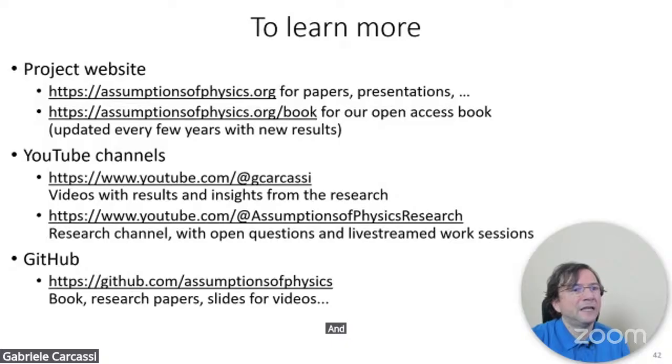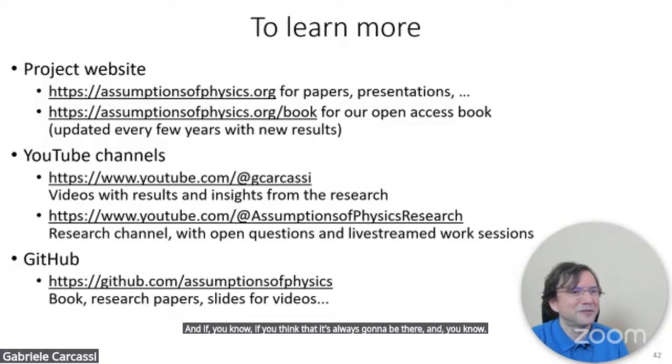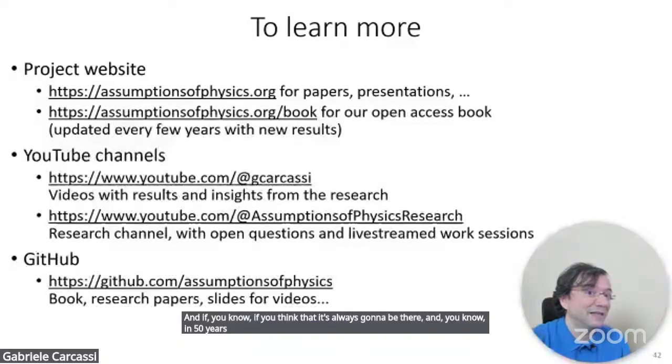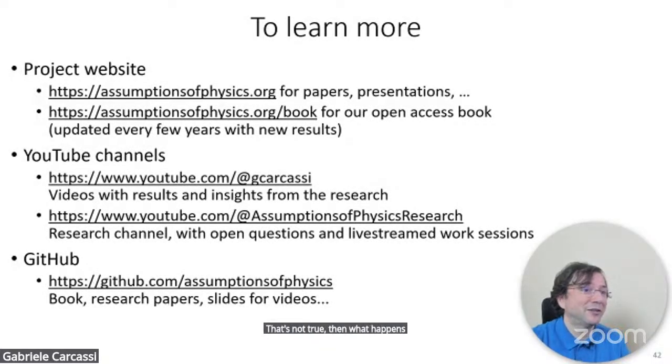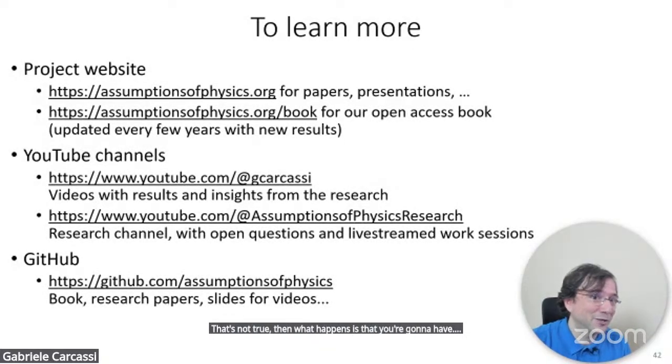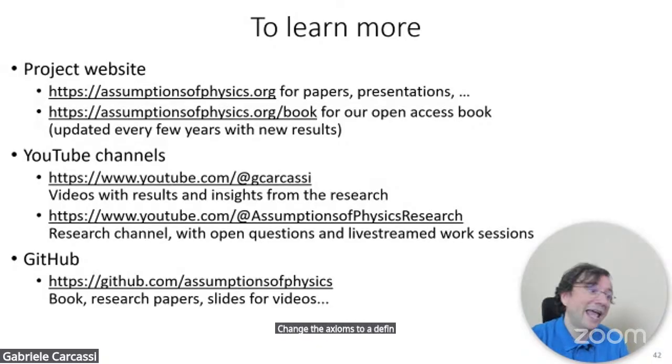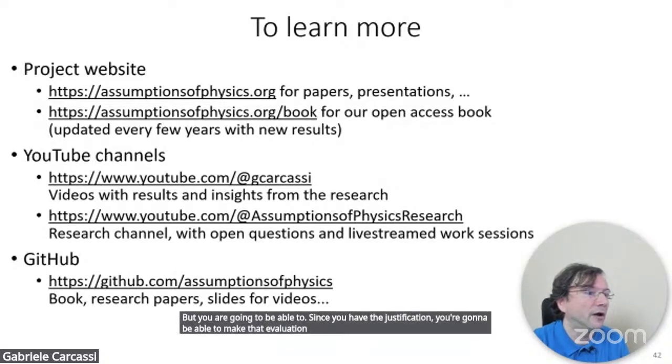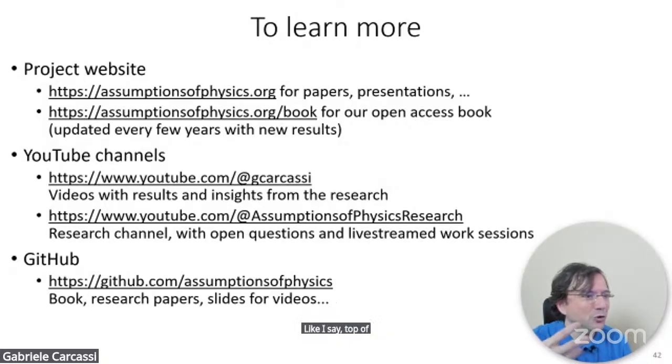And if you think that it's always going to be there, and in 50 years somebody realizes, oh, that's not true, then what happens is that you're going to change the axioms to a definition and have the more general axiom. But since you have the justification, you're going to be able to make that evaluation a lot more, how can I say, top of the mind. Like you actually know what you're doing.